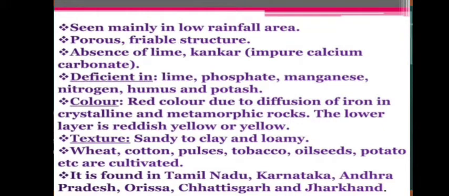So whenever the question is asked for 5 marks, you have to write all these points, and definitely you will score 5 out of 5. You have to tell about the characteristics, the deficiency of the soil, the color of the soil, the texture of the soil, which crops are grown on this soil, and the areas, the states where it is found.